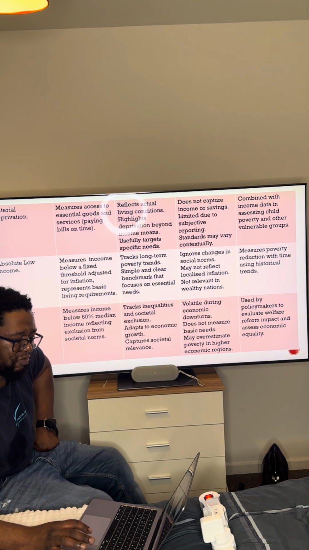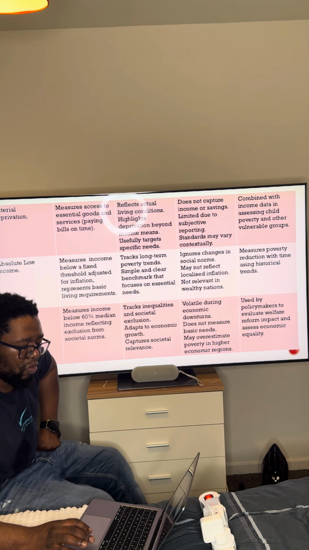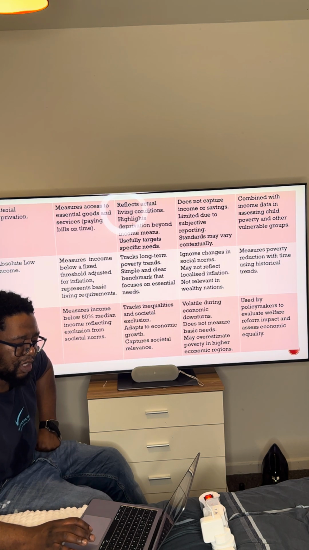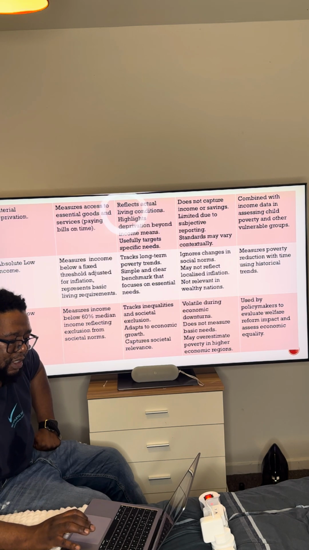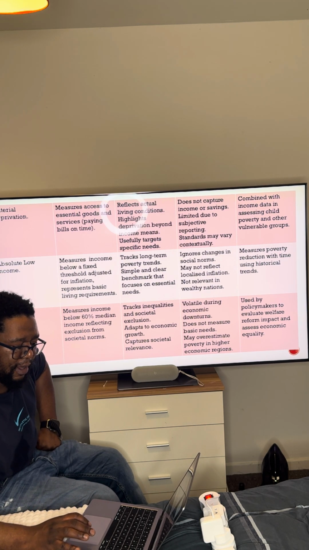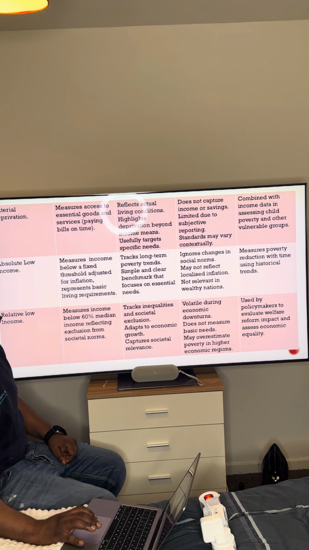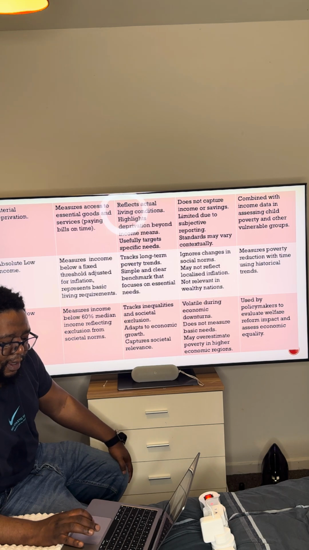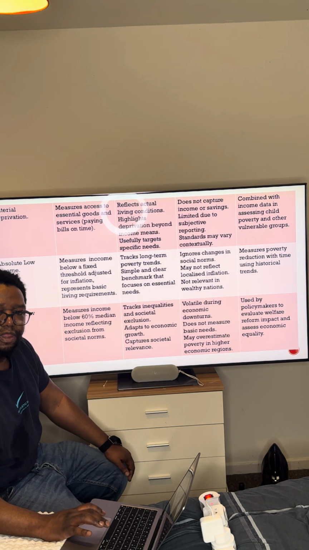The last one, relative low income, measures below 60% of the median income. Strength: tracks inequality and social exclusion. Weaknesses: volatile during economic downturns. Example: used by policymakers to evaluate the impact of welfare reforms and assess economic inequality.